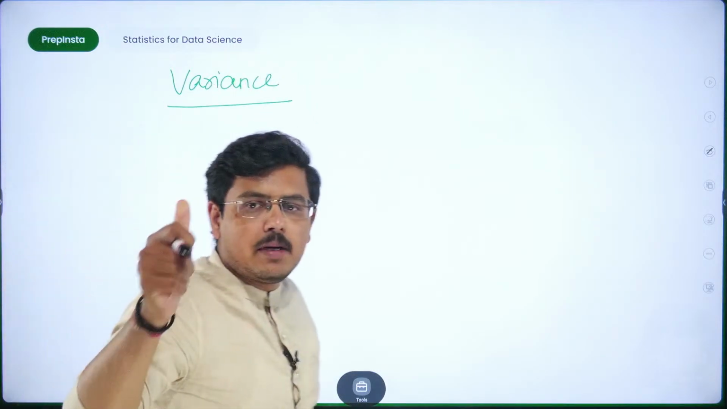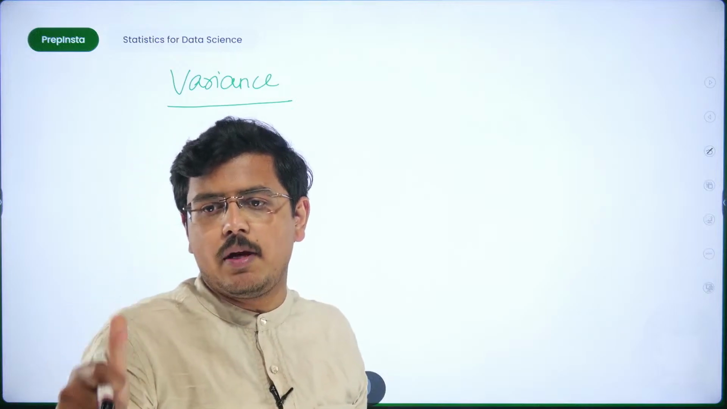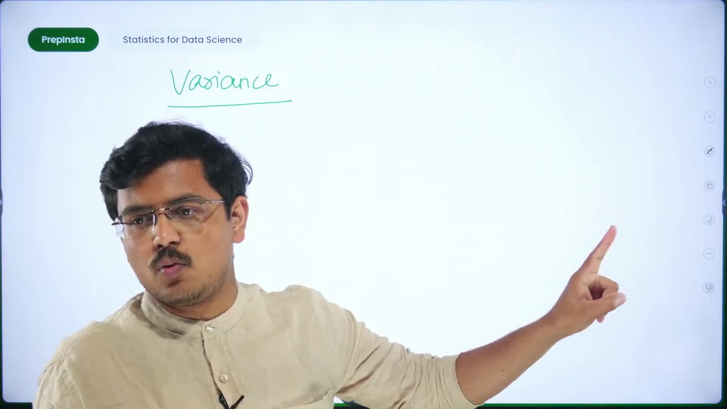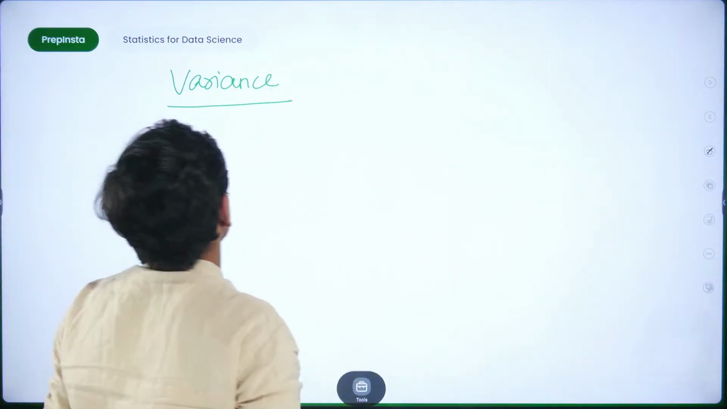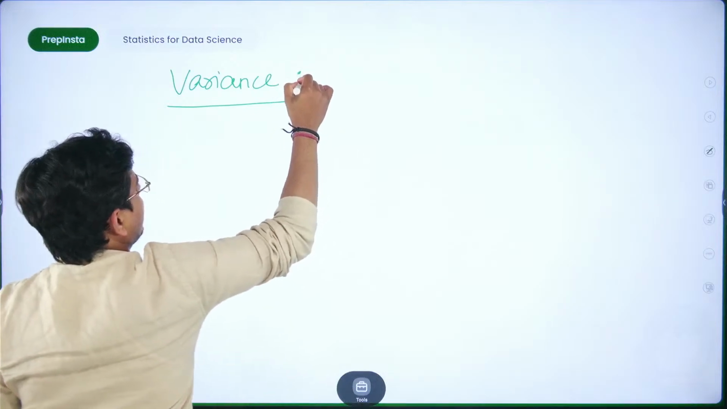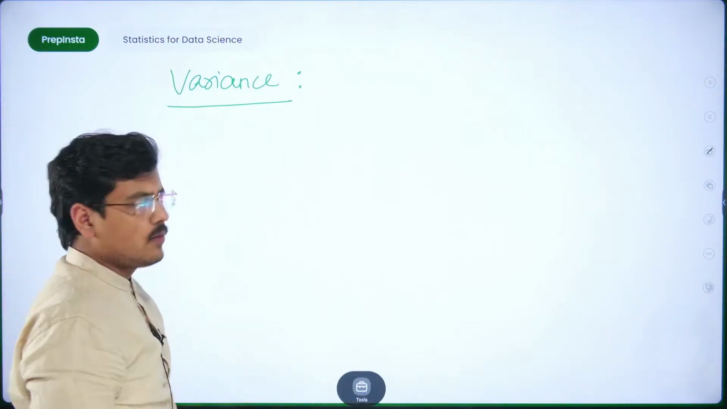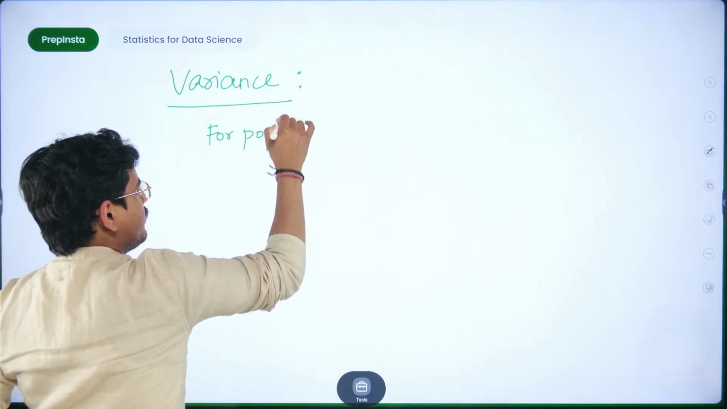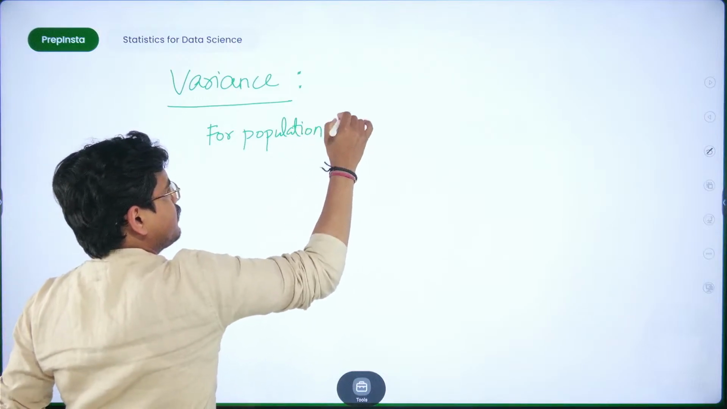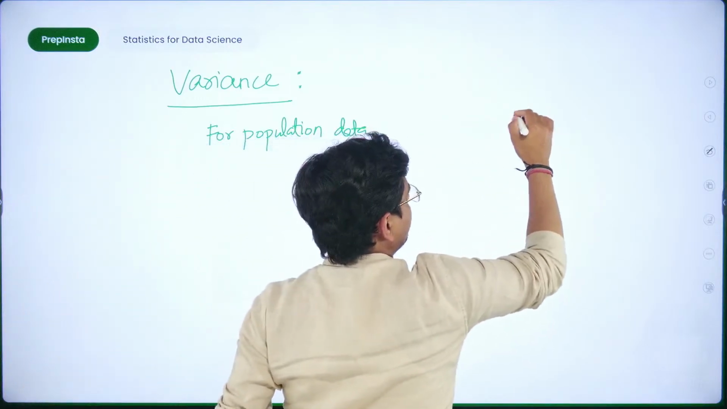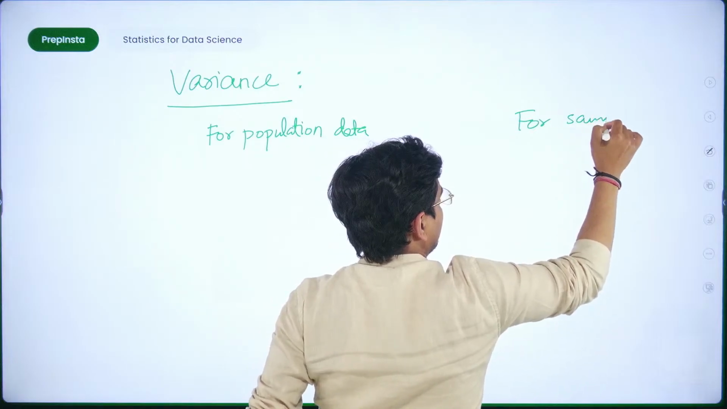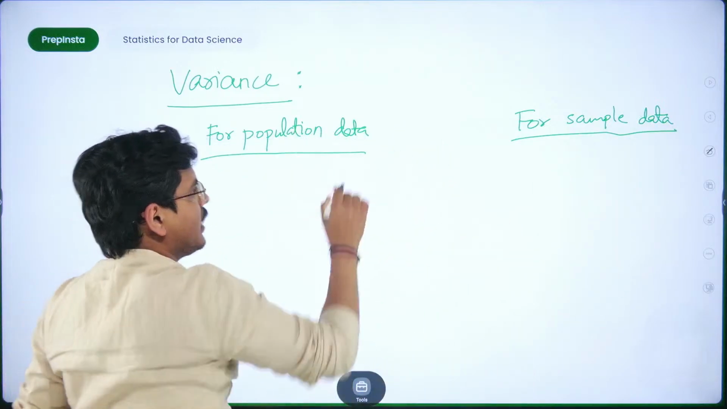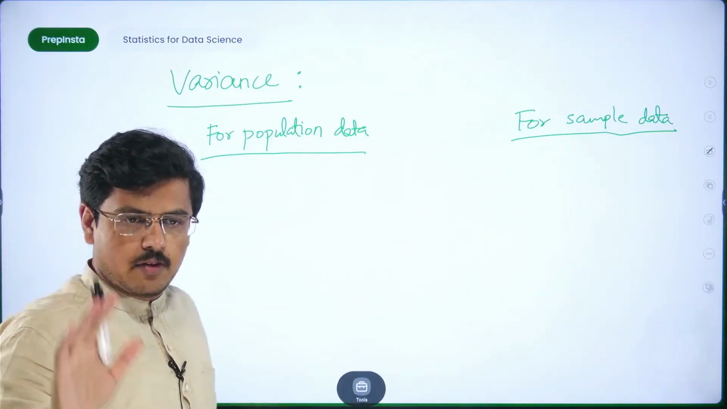Now I hope everybody knows about sample data versus population data. For those who don't, go ahead, watch the previous episodes. Fine, that would help you out. Now, let's go to the variance. What is variance? Fine. For population data, there is a different formula. And for sample data, there is a different formula. Okay. For population data, there is a different formula. For sample data, there is a different one.